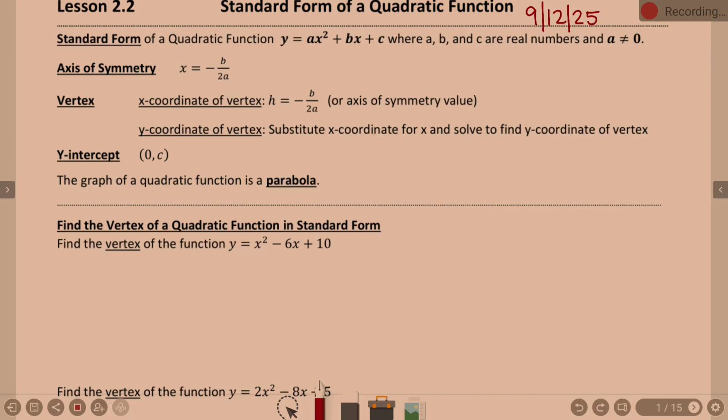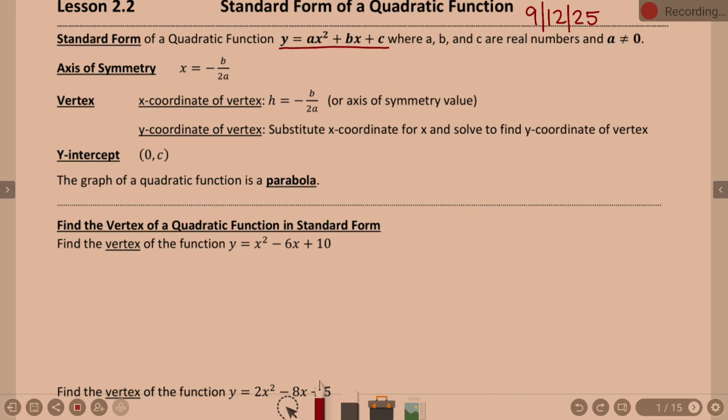Standard form, you probably see more, although I would argue it's maybe a little less useful. Standard form of a quadratic equation is y equals ax squared plus bx plus c, where a, b, and c are officially real numbers, and a cannot equal 0, because if a equals 0, it's no longer an x squared equation. Okay? So that is standard form of a quadratic equation.